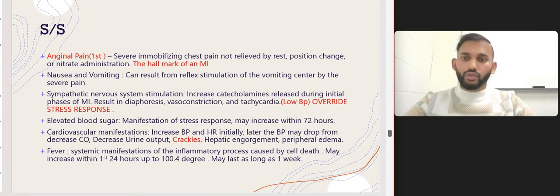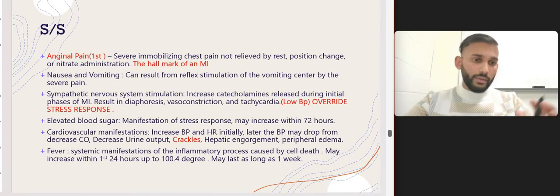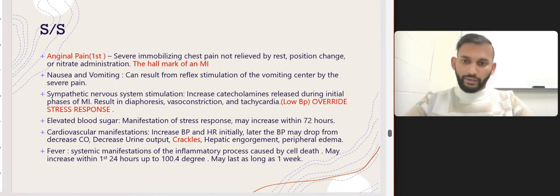Signs and symptoms, first one, anginal pain. That's a hallmark of myocardial infarction, or heart attack. The other thing you can see is that the sympathetic nervous system starts to release catecholamines because the body starts to freak out. They're like, oh my god, what's going on? So during this initial phase, you'll be diaphoretic, with vasoconstriction and tachycardia.